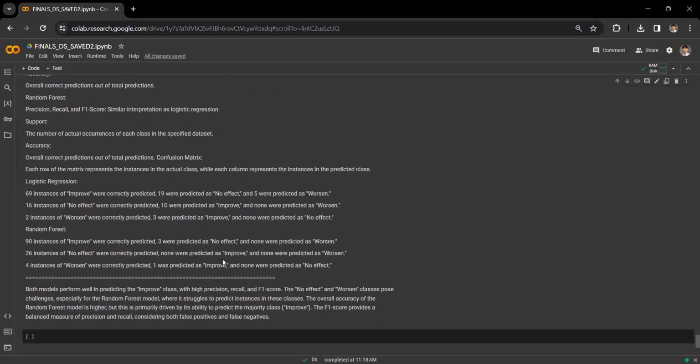Both models performed well in predicting the improve class with high precision, recall, and F1 score. The no effect and worsen classes pose challenges, especially for the random forest model, where it struggles to predict instances in these classes. The overall accuracy of the random forest model is higher, but this is primarily driven by its ability to predict the majority class, improve, and the F1 score provides a balanced measure of precision and recall, considering both false positives and false negatives.